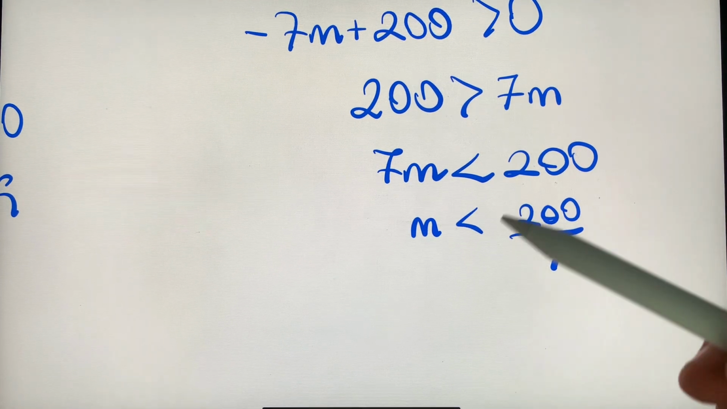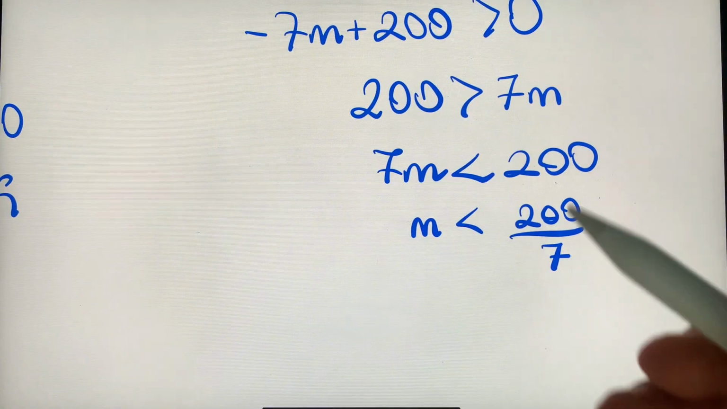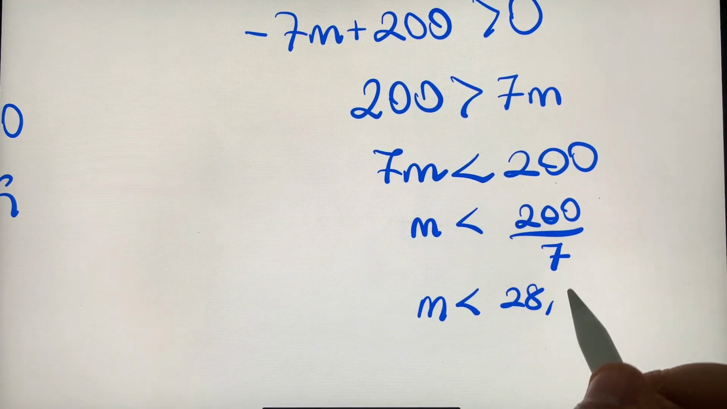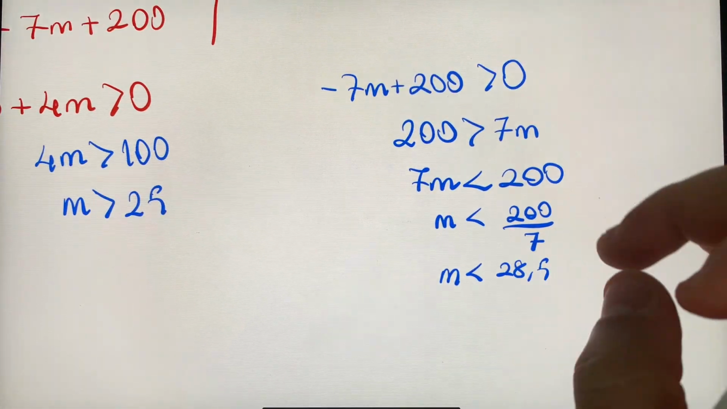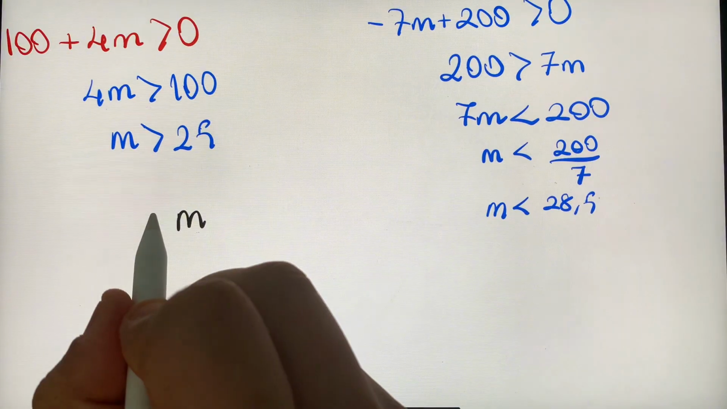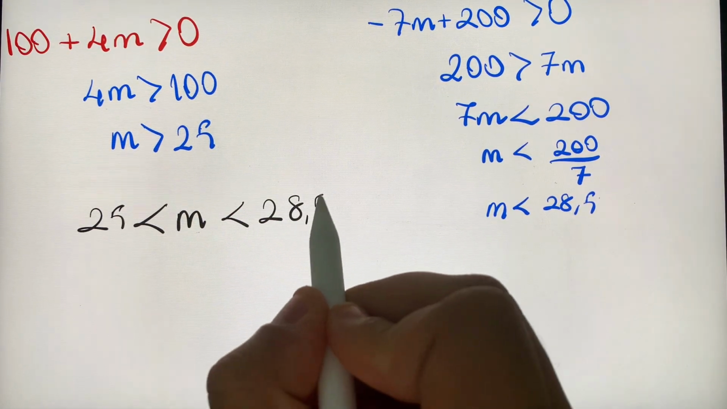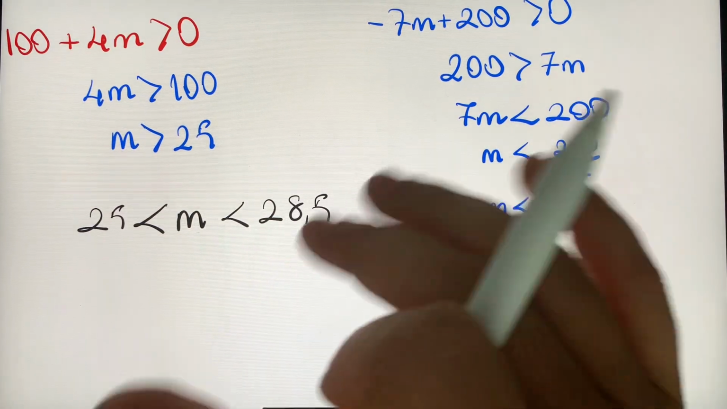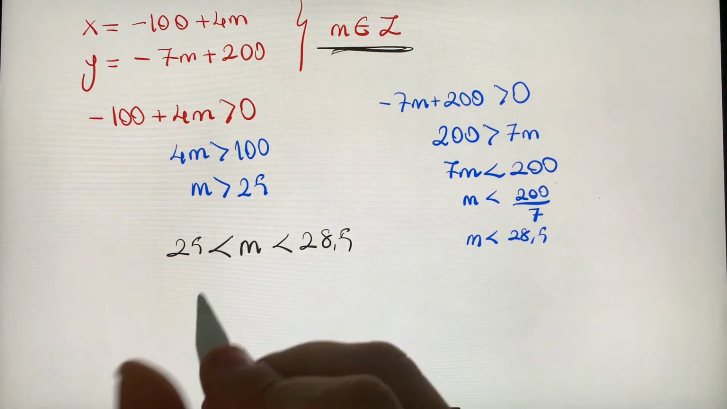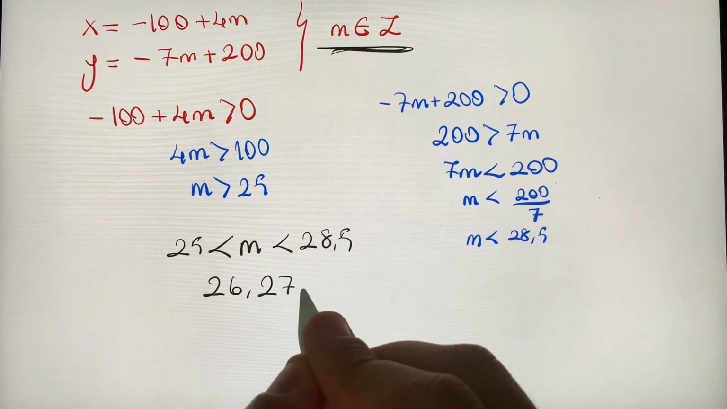Now I won't write this as 200 divided by 7. It won't work for me, guys. I can write it as a familiar number: m is smaller than about 28.5. Now look what happened. The number we call m is between 25 and 28.5, and I knew m was an integer. Then what will be the values that m can take? It can take the values 26, 27 and 28.